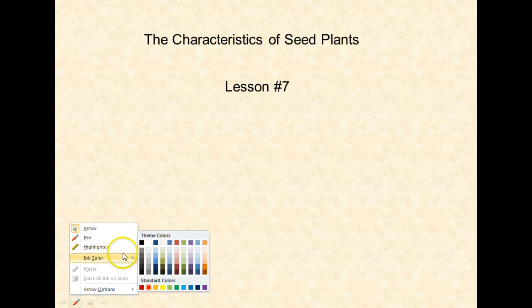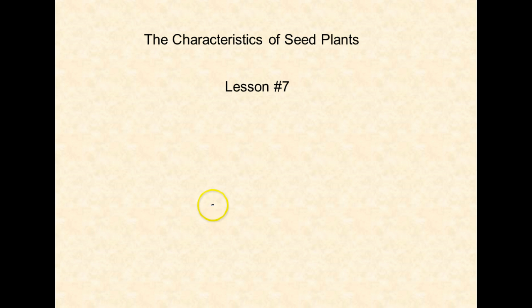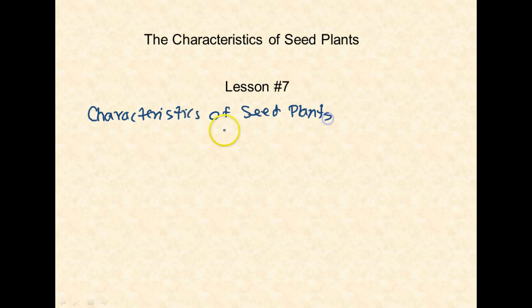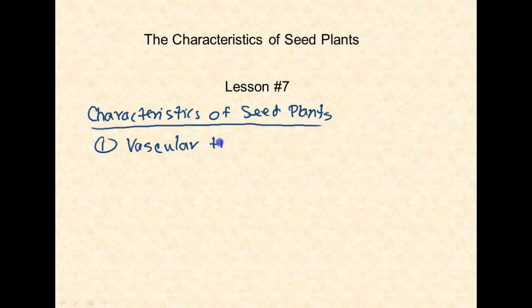And so I want to get some of the main notes down. And so let's take a look at what all characteristic seed plants have. So they all have certain characteristics. And one of those characteristics is the fact that they all have a vascular tissue. And the vascular tissue is used to get food and water and support to the plant.